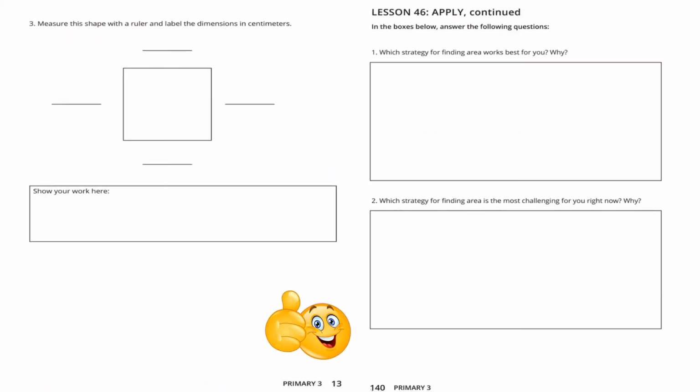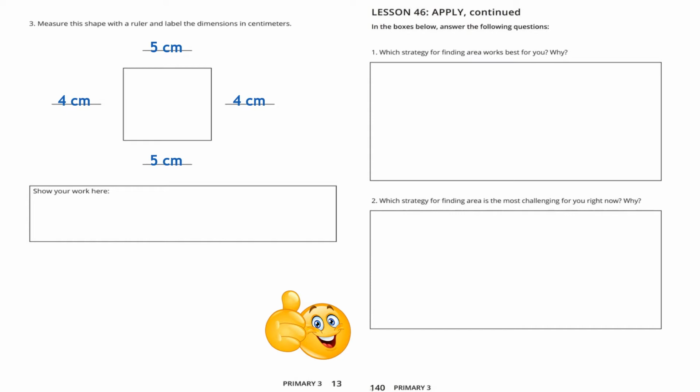Here we have a shape. He wants me to measure using a ruler and label the dimensions in centimeters. When we measured it, we found that the length is 5 centimeters and the width is 4 centimeters. We want to find the area of it.